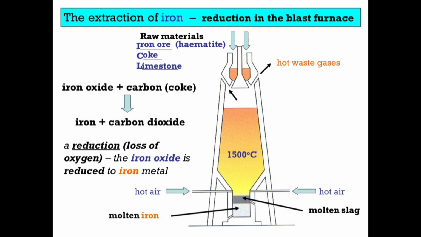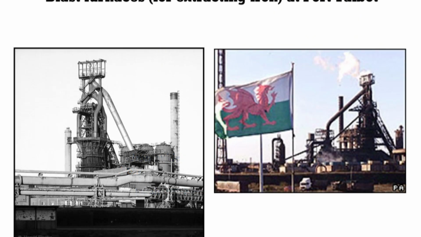The iron oxide plus carbon goes to iron plus carbon dioxide, and it is a reduction, which means that it is a loss of oxygen. At the bottom, you get your molten iron that comes out, and at the top you get some molten slag, which is used usually to make roads. It's part of the bitumen that's used to make roads. Your hot waste gases that come out will be carbon dioxide. Here are some examples of ones at Port Talbot in Wales, which is still extracting iron today. Okay, so now we've got our iron and copper from using carbon to extract it using displacement.